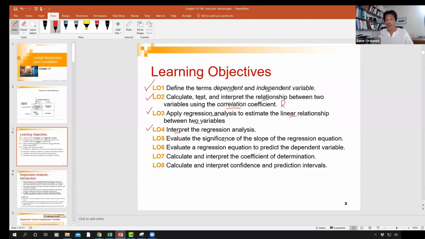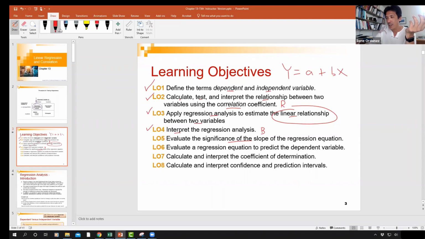We will evaluate the significance of the slope. The slope of the regression equation pertains to, just to give you a heads up, the linear relationship that we will be investigating in chapter 13, which will be in this form.